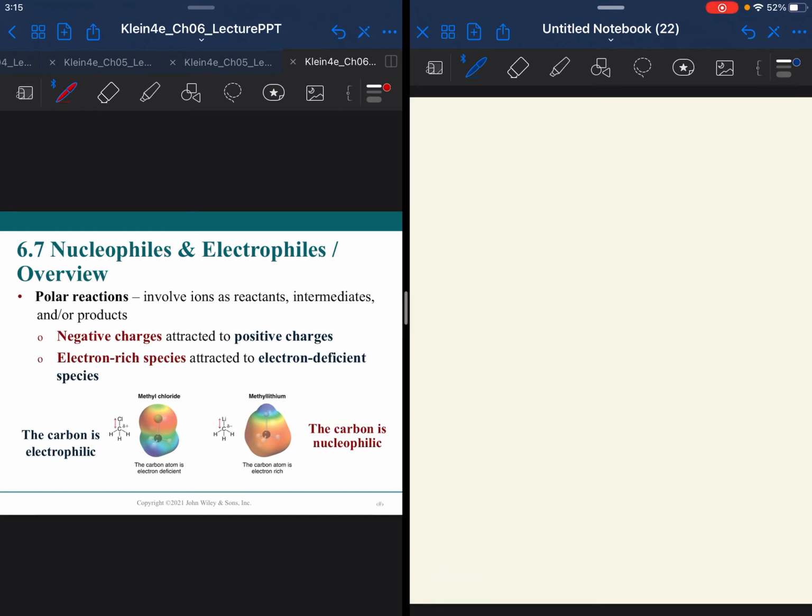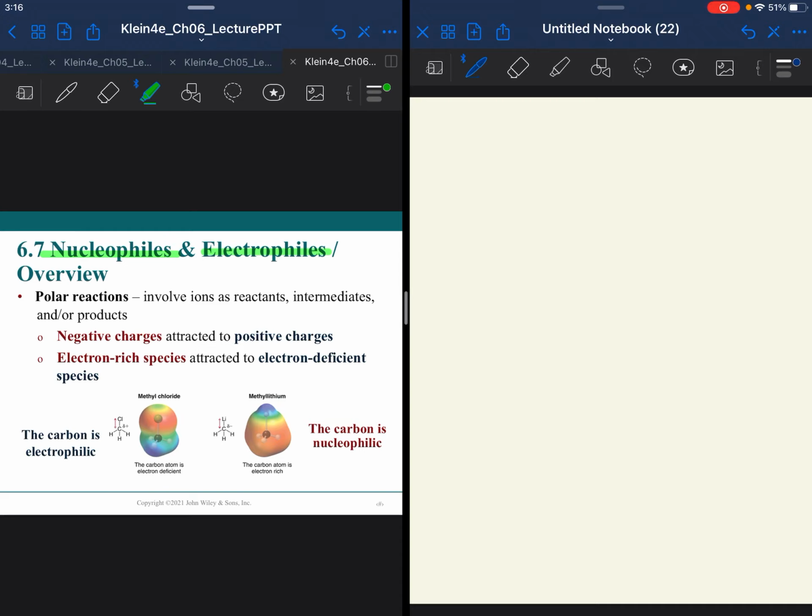All right, welcome to Chapter 6, Part 2. So before we jump into the types of reaction mechanism steps that you might see, we have a couple of vocab words that we need to define, and that is nucleophile and electrophile. We will be using this terminology a lot.